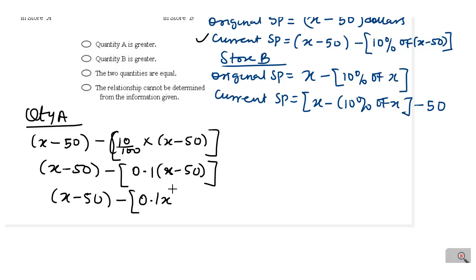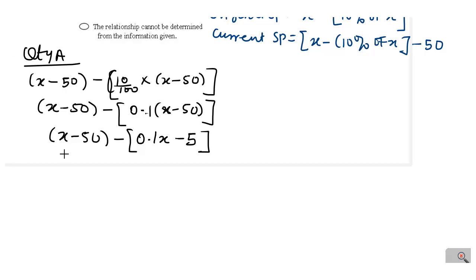What is 0.1 times minus 50? That will be minus 5. Let me confirm: 0.1 times minus 50, that's minus 5, right? So now let's simplify this. We now have x minus 50 minus times 0.1x, that's minus 0.1x, and minus times minus is plus, then we have 5.